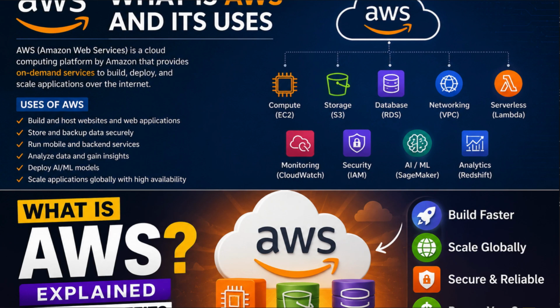Popular AWS services: EC2 means virtual server, S3 is file and image storage, RDS is managed database, CloudFront is fast content delivery, IAM is security and access control.